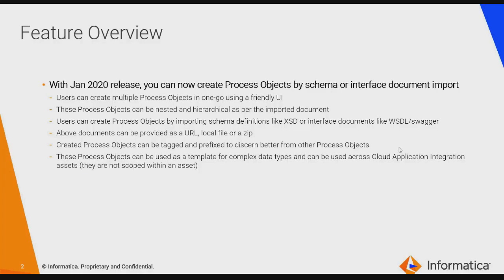These process objects, we understand, could be many, given the fact that the XSDs or the WSDL or the Swagger that you import could have many, many such schema definitions. So we let the user tag them, and we let them prefix it so that they can discern it easily from other process objects. And then these process objects, needless to say, can be used as a template for complex data types and shared across all the Cloud App Integration assets and not just scoped within a specific asset.